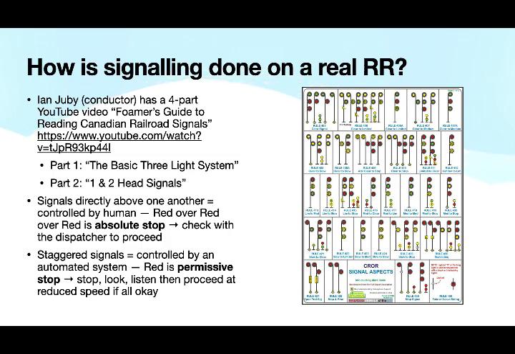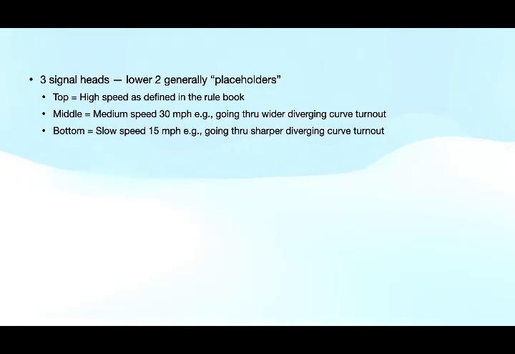Staggered signals are controlled by an automated system. Red is permissive stop. Stop, look, listen, proceed, reduce speed if all is okay. So of the 3 signal heads, the top is meant for high speed as defined in the rule book. The middle is medium speed, 30 miles per hour, generally used when going through widening, diverging curved turnout routes. And then the bottom is slow speed, going through a sharper diverging curved turnout route.